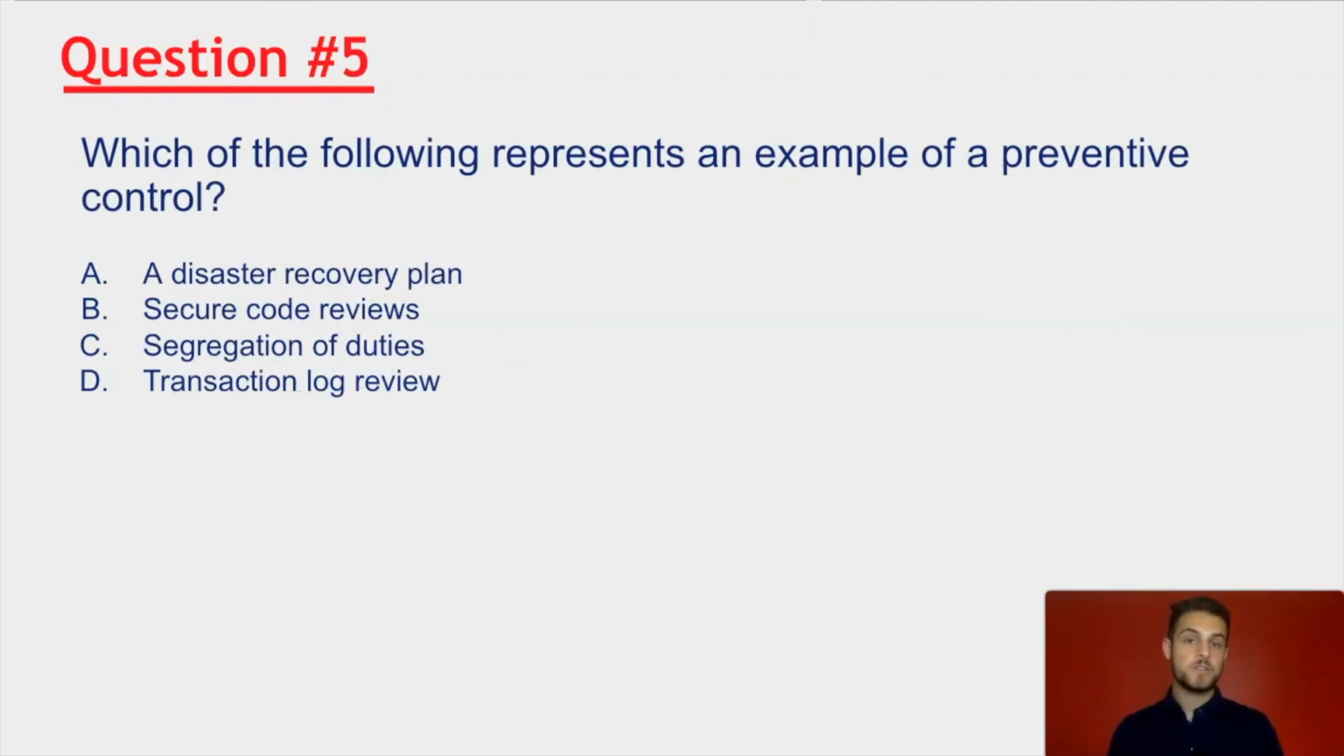And the last question, number 5. Which of the following is an example of a preventive control? If you answered C, you are correct. Segregation of duties is the answer. The other options are examples of either detective or corrective controls. A is a corrective control, while B and D are detective controls.